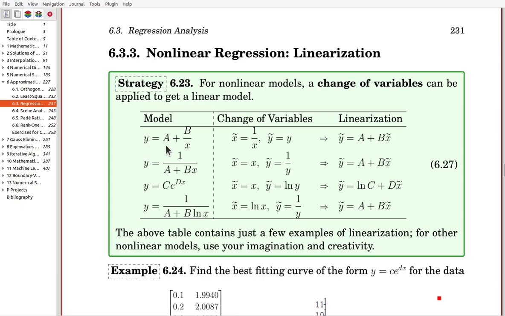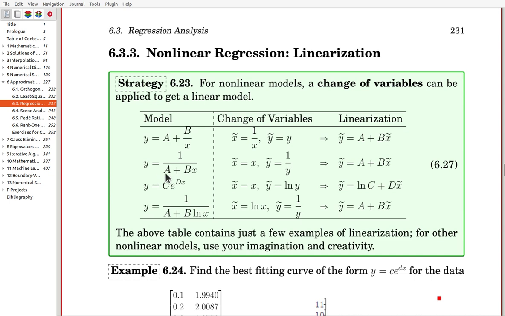y equals a plus b over x. Once we introduce a new variable, x tilde, to be 1 over x, and y tilde is the same as y, then this equation must be y equals a plus b x tilde. That's exactly this one. So it is a linearized form. Of course, along with this one, now you are using x tilde, which is 1 over x. The reciprocal of the original x must be used there.